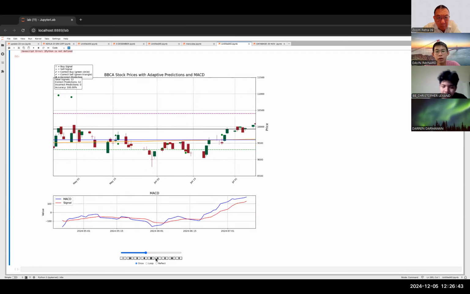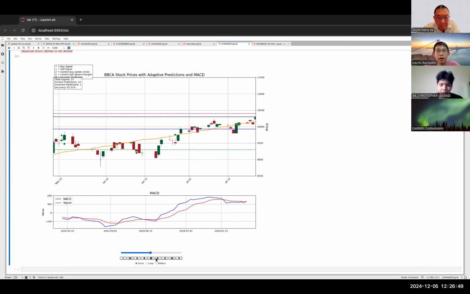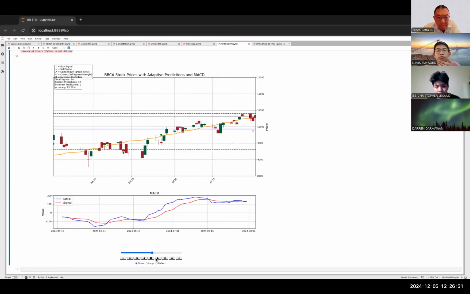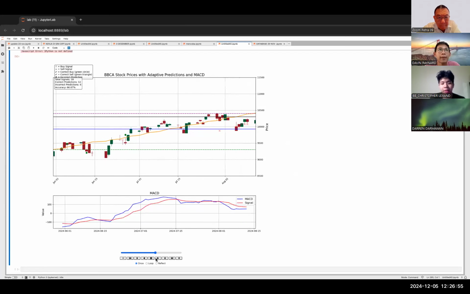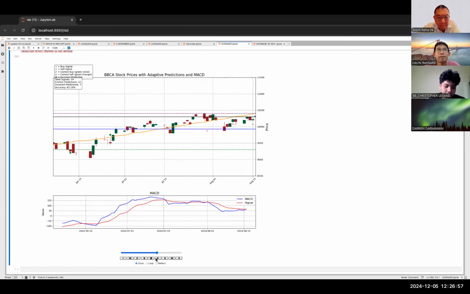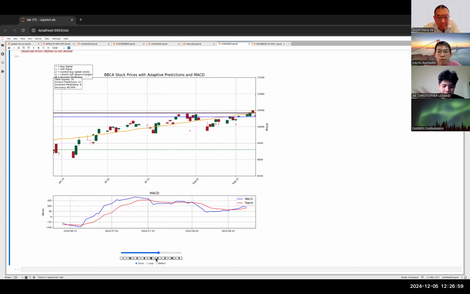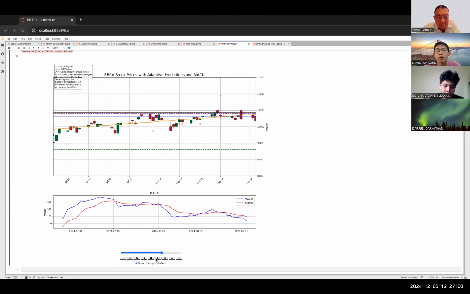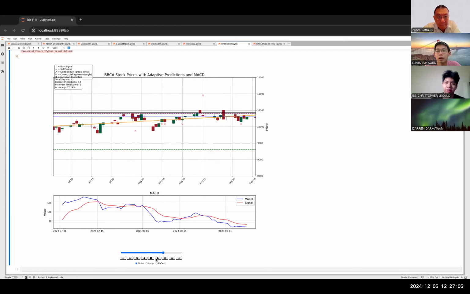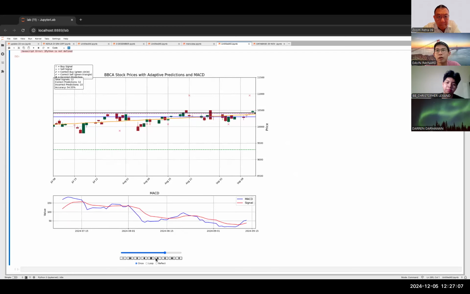As you can see, below the price animation there is the MACD animation. That's also to show the buy and sell signal. When the MACD line, the blue line, crosses above the signal line, the red line, it suggests a bullish trend, and vice versa.